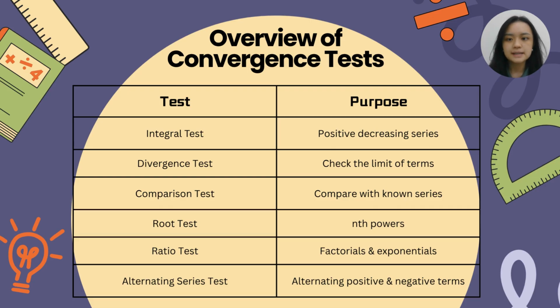For example, some tests are used for positive series, some are better for series involving powers or factorials, while others are designed for alternating positive and negative terms. Choosing the correct test is an important first step before solving any infinite series problem. In the following section, my teammate will explain how these tests are applied step by step using practical examples.